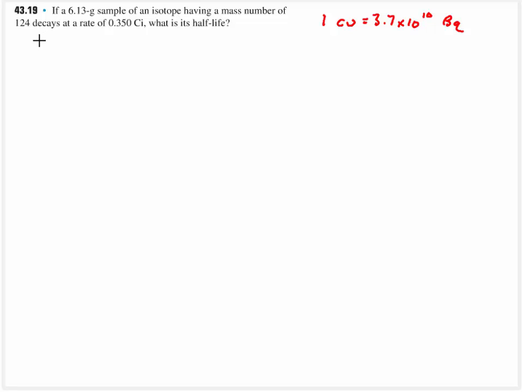And now a solved problem with half-lives. We have 6 grams of some isotope, and we know its mass number, we know A. It decays at a rate of 0.35 curies, so that tells us dN/dt is going to be equal to 0.35 curies. And of course we do want to convert this into becquerels, or decays per second, that is the SI unit. So that's going to work its way out to be 1.295 times 10 to the 10th decays per second, using this conversion right over here.